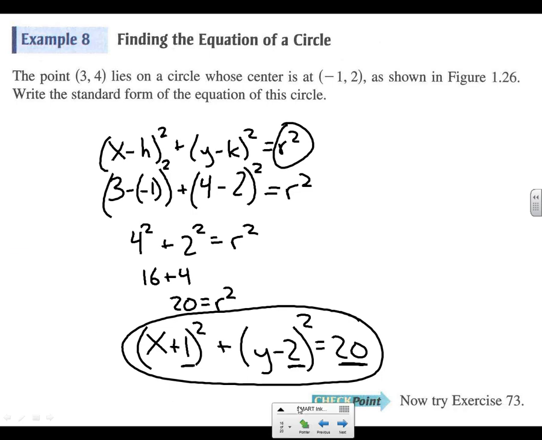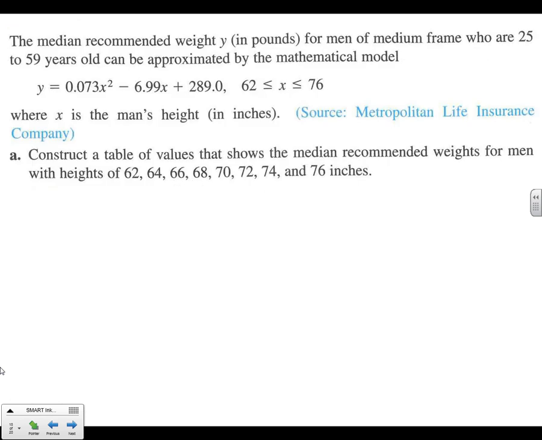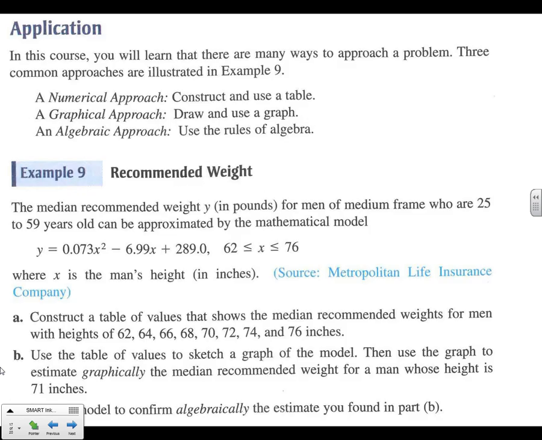73 is the one for you to try, exercise 73. All right, I believe this is the last problem here. Yes, number 9. All right, so 3 things we can do. Numerical, that's making a table. Graphical, that's using the graph, obviously, and algebraic, using the rules of algebra. So we're going to try all 3 here.